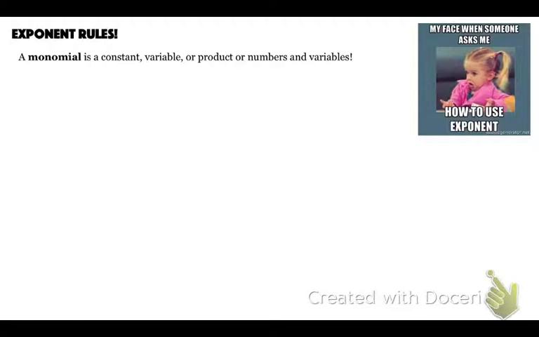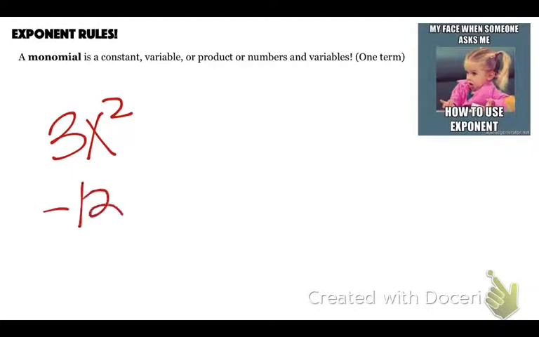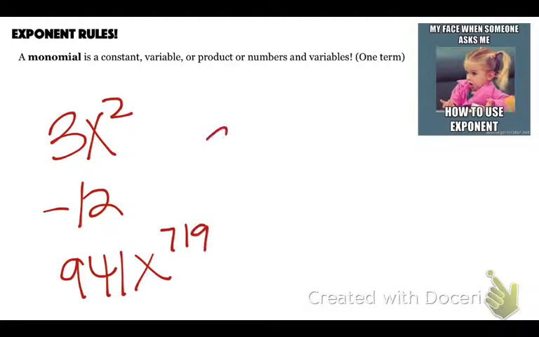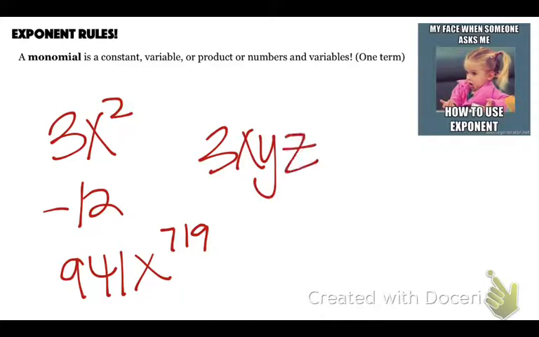So it would just be like 3x squared. Here, I'll write a bunch of monomials. So here's some examples of monomials. It could be like 3x squared. It could be negative 12. It could be 941x to the 719th power. It could even be 3xyzqr to the 10th power. That's a monomial.